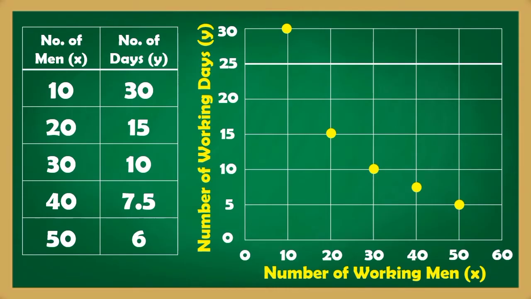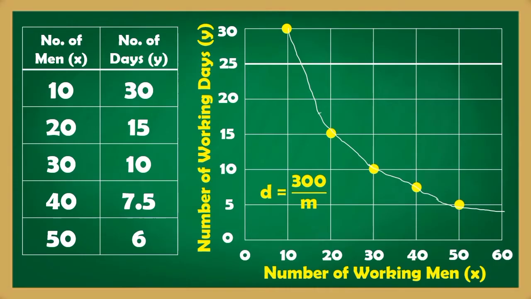So, pwede rin naman natin silang i-connect. Ayan, pag kinonect natin yan, pasensyahan nyo na yung drawing. Ayan. So, ganyan po ang magiging itsura ng graph ng inverse variation. Para po siyang hyperbola. So, hindi po siya straight line, kagaya ng direct variation.